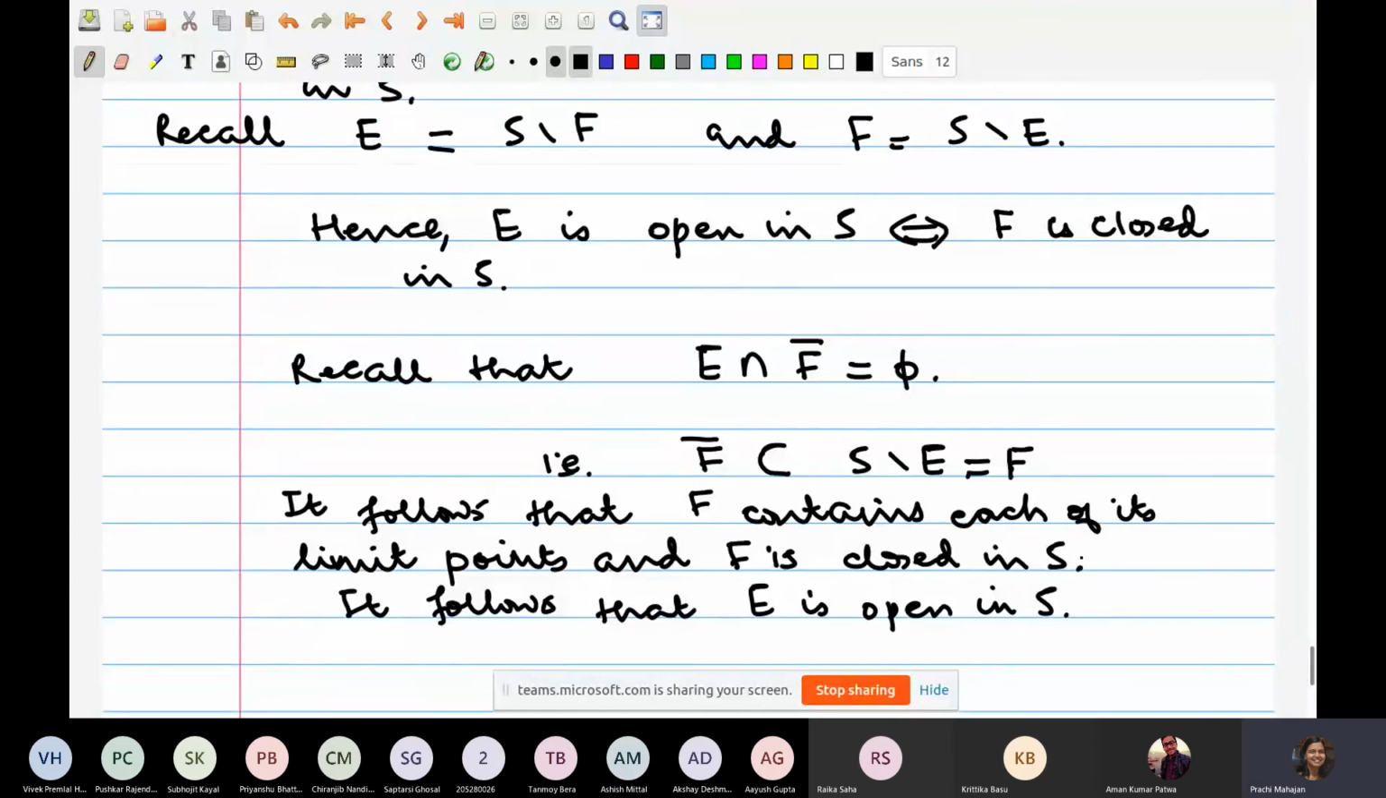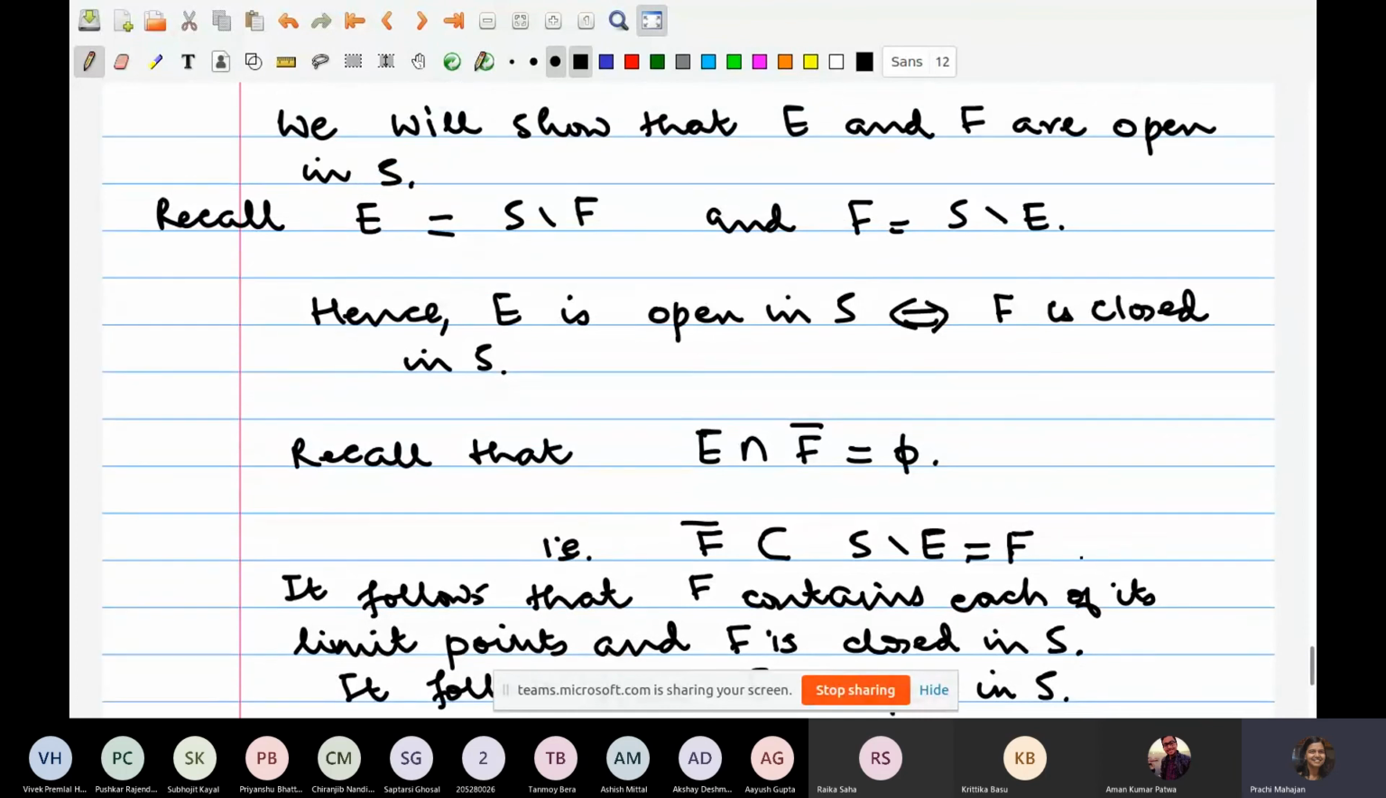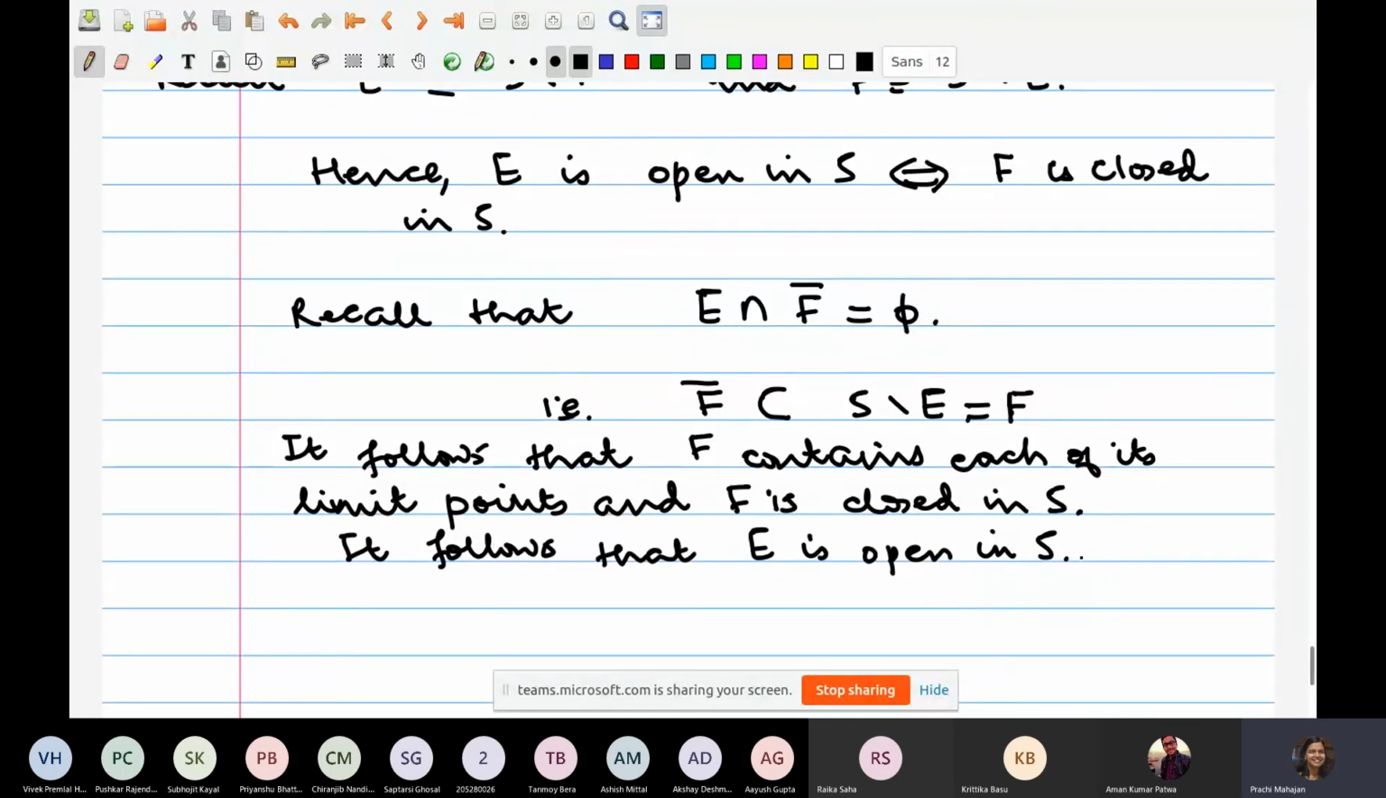So similarly, one can show that the set F is also open in S. I will leave that for you. One can show that F is open in S by showing that its complement is closed in S. It's a similar argument. Okay, having shown that E and F are both open in S, what do we do?